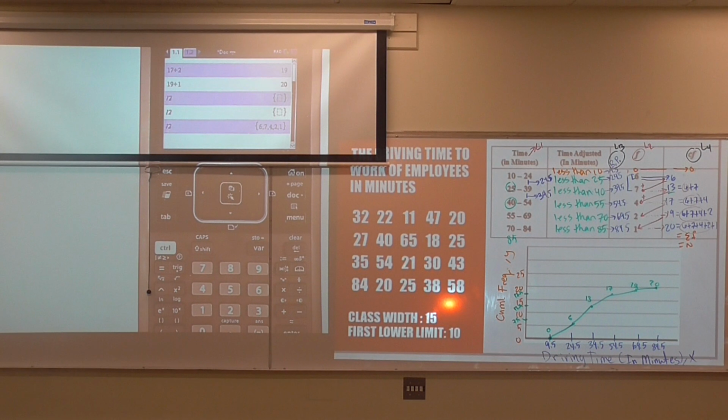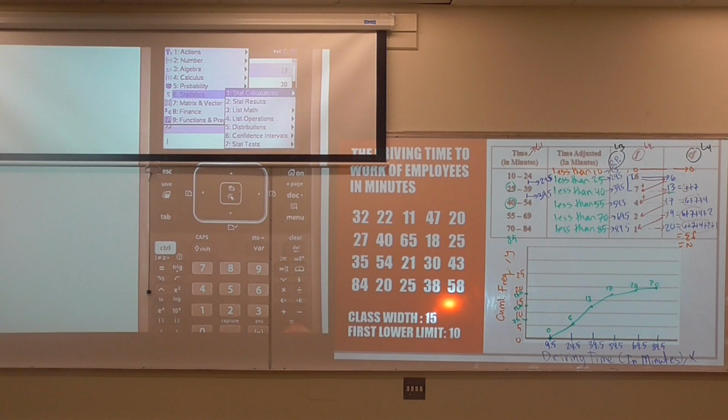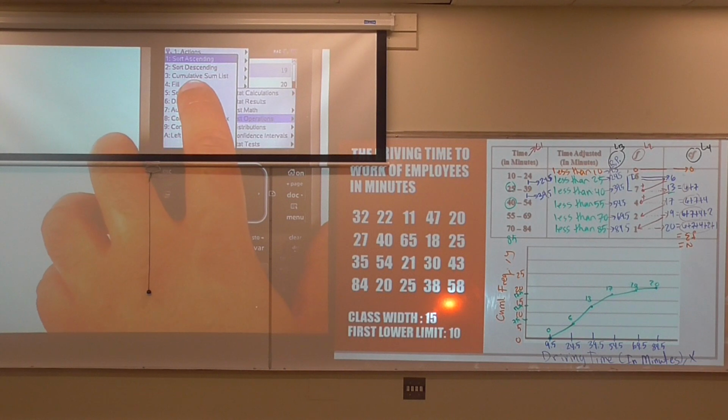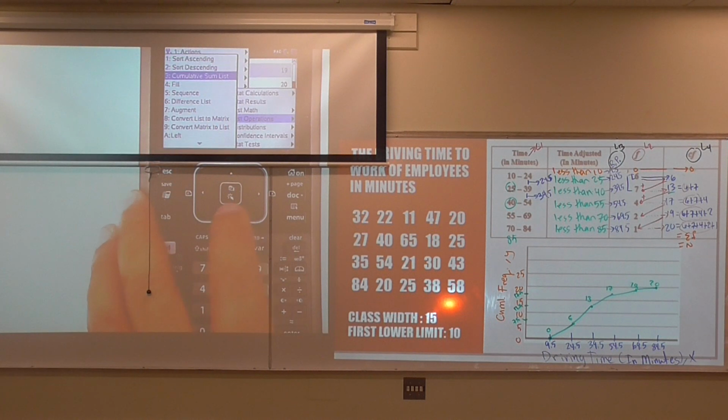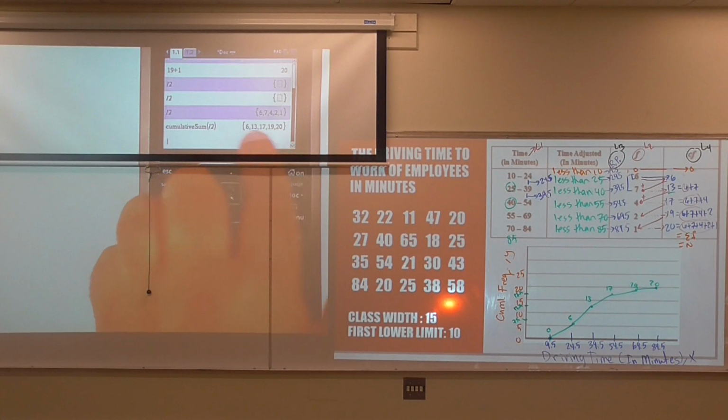So over here, we can do cumulative frequency. And that's under list, as it's a list operation that we're going to be seeing. So what we do here is I'm going to do menu, I'm going to go to statistics, and over here I'm going to enter it, and I'm going to go to list operation. So enter it, and what we see right here is cumulative sum list. And that's what we're looking for. When I select that, it's going to say cumulative sum of what? What I want to be list 2. So I'm going to write list 2. I'm going to enter it. Notice how I get the exact same answers.